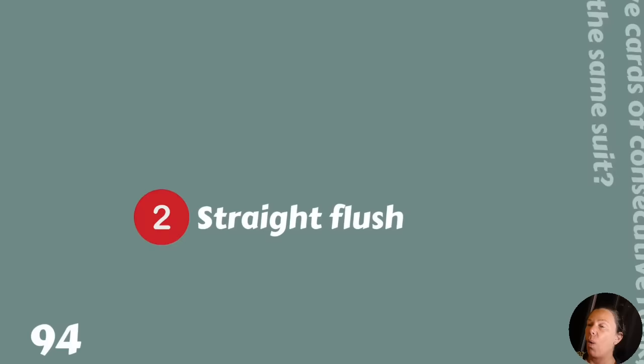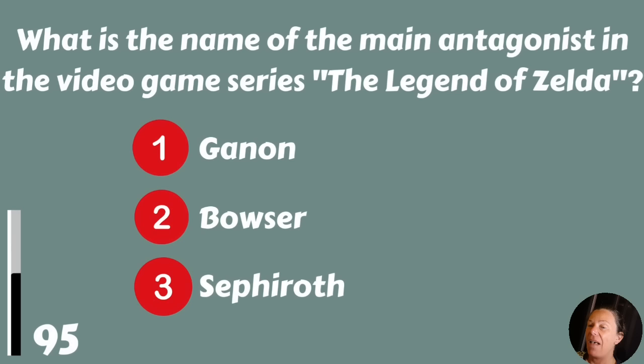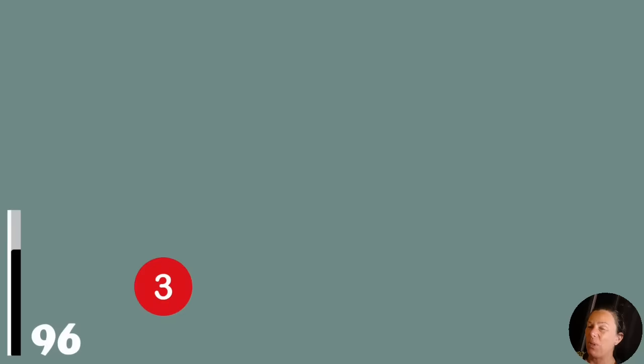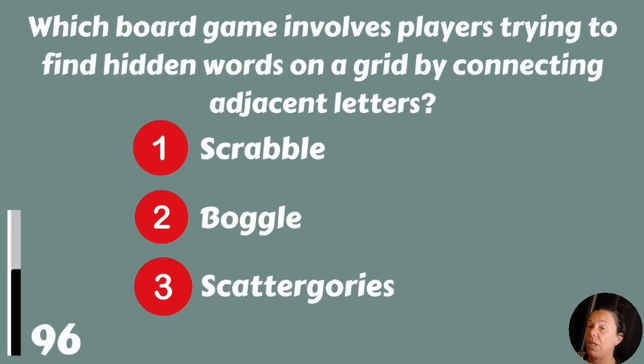What is the name of the main antagonist in the video game series The Legend of Zelda? Ganon, Bowser, or Sephiroth? Ganon. Which board game involves players trying to find hidden words on a grid by connecting adjacent letters? Scrabble, Boggle, or Scattergories? Boggle.